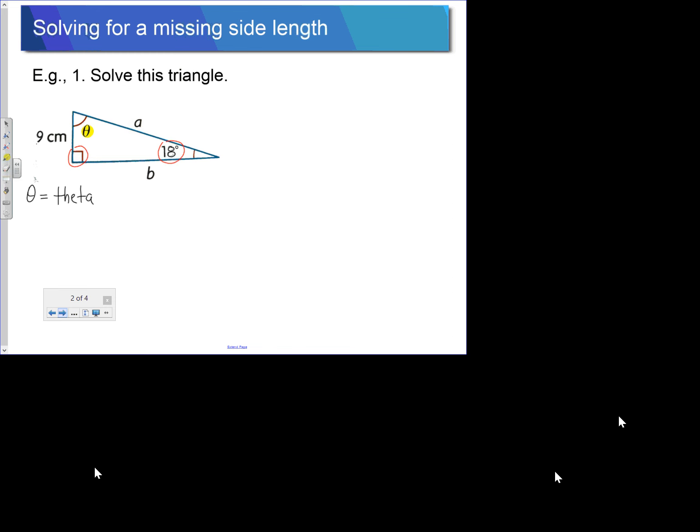We've got the 18. So we could use the sum of the angles theorem in order to solve for the missing angle. So theta in this case would be two ways to look at it. We could do 180 minus the sum of the angles we have. Or we could simply focus on using the 90. We already know that we have 90 degrees. So what's left over in total would have to be 90.